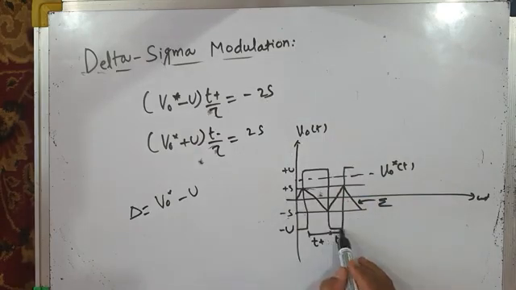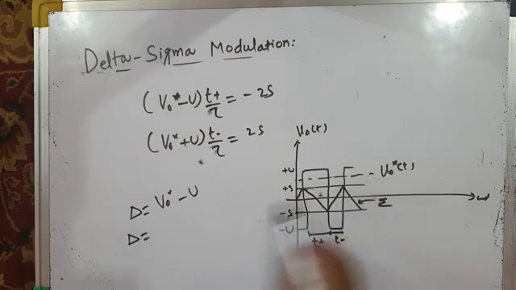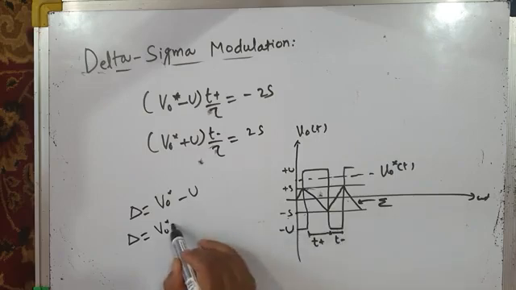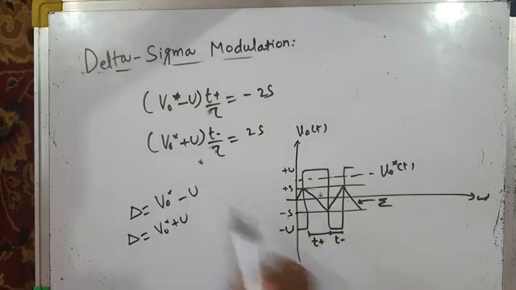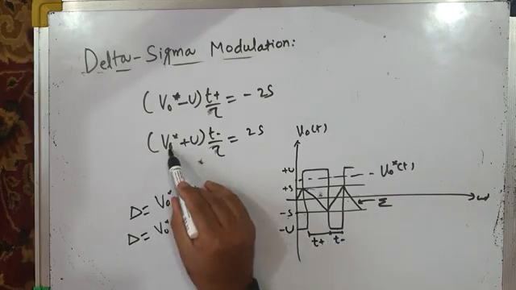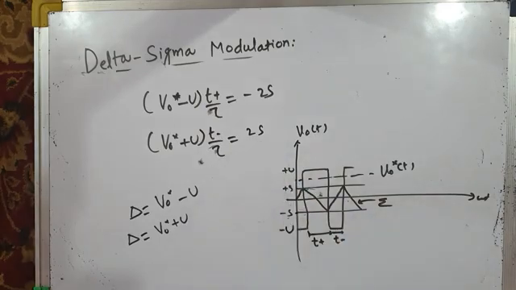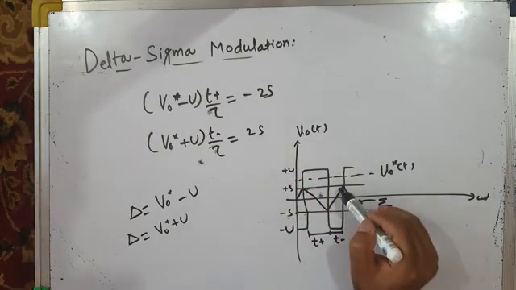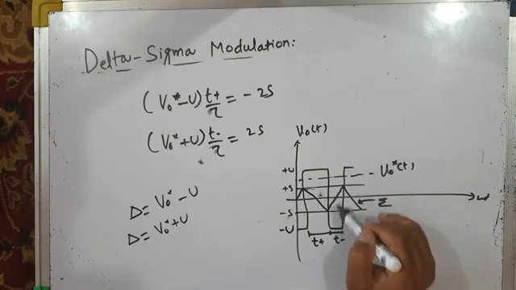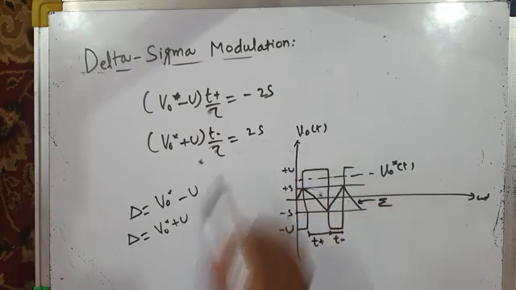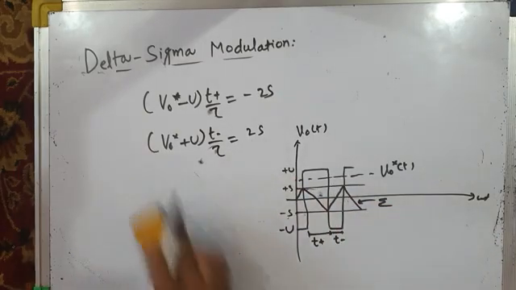Now take the next interval. During this interval, what is the error? Error is again reference voltage, V0*, minus actual voltage. What is the actual voltage? Actual voltage is minus U. Minus into minus is plus. So that's what I am writing here. And this is during the time interval T minus. So (V0* + U)·T minus by tau is equal to 2S, because now you go from minus S to plus S. When you are going from minus S to plus S, it is S minus minus S, so S plus S is 2S. Okay, so these are two equations.